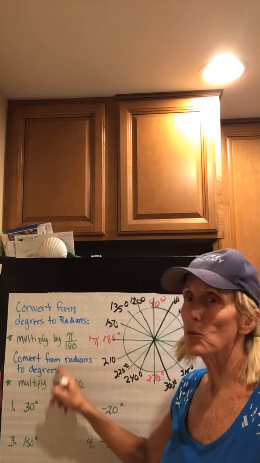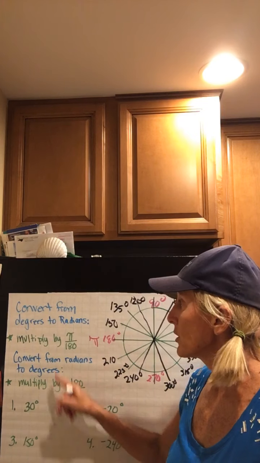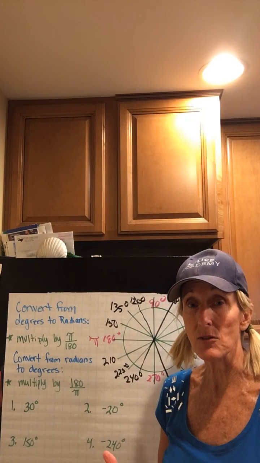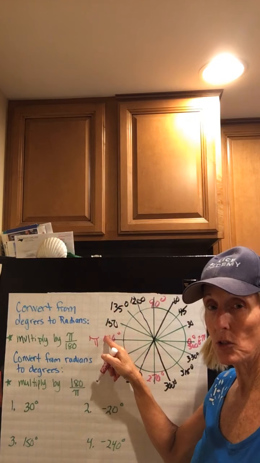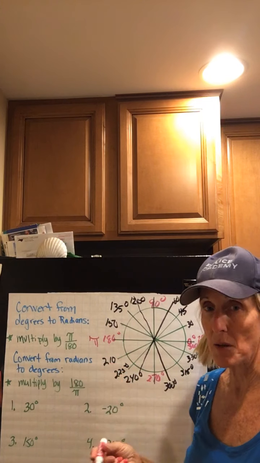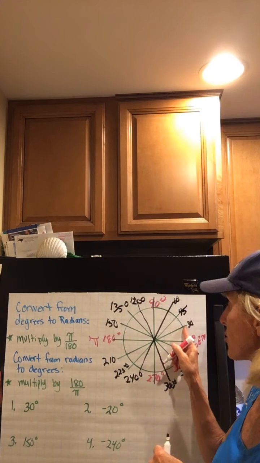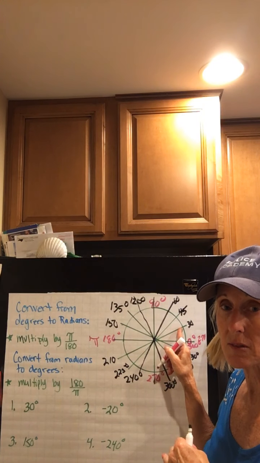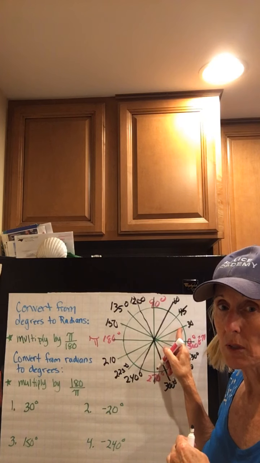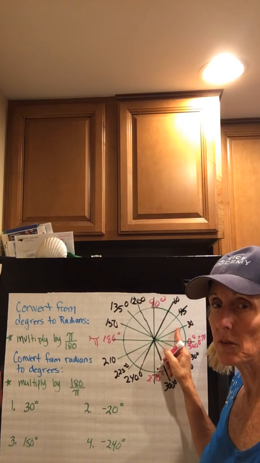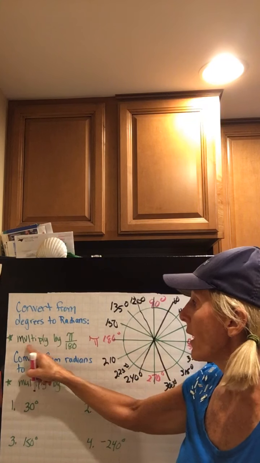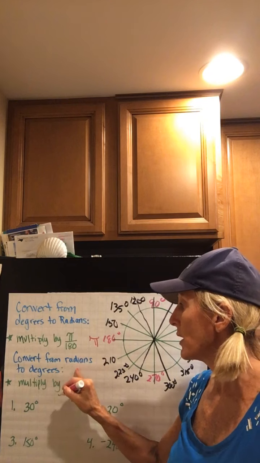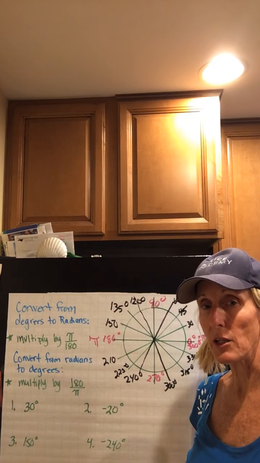So here are the rules over here to your left for converting from degrees to radians, and that's just putting a pi on the answer. So we're getting it out of degrees on the unit circle and we're changing it to radians. That means instead of having a 30-degree angle, it's going to be in radians instead. That's pi over 6. So it's going to have a pi in the answer. So it's really simple. You just multiply your degrees by pi over 180. Now if you want to convert from radians to degrees, you multiply by 180 over pi.